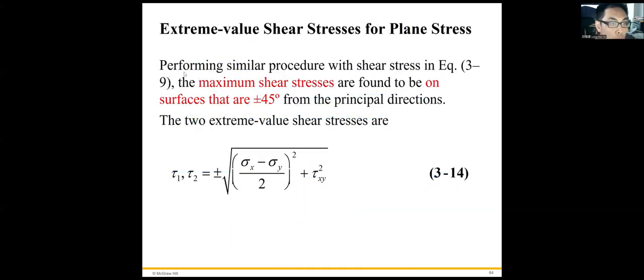So performing the familiar procedure with the shear stress, the maximum shear, I already mentioned, can be found on the surfaces that are plus minus 45 degrees from the principal direction. So the two extreme value shear stresses are, if we rotate it clockwise or counterclockwise, we can reach the maximum shear stress. So tau 1 and tau 2 represent the maximum shear stress.